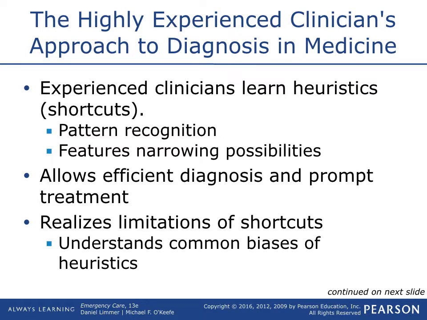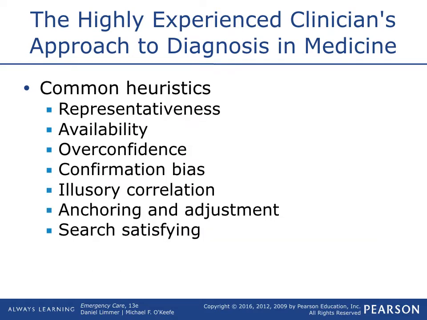Basically, when we're on a call as EMTs, we're not going to diagnose. I don't know why this is part of it, but it is, so just learn it for the test. But we're going to be able to know when to give a neb, and when not to give a neb, because of a diagnosis process. Narrow it down. Realize the limitations of shortcuts, and understand the common biases of the shortcuts.